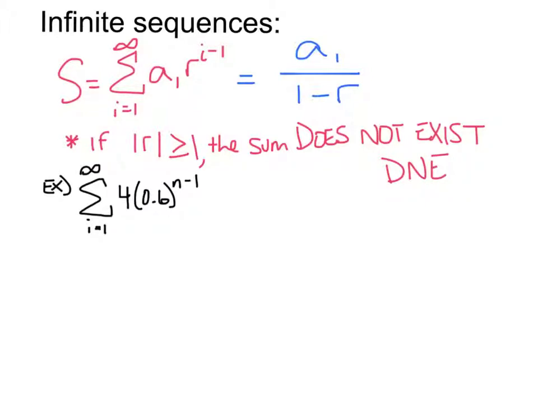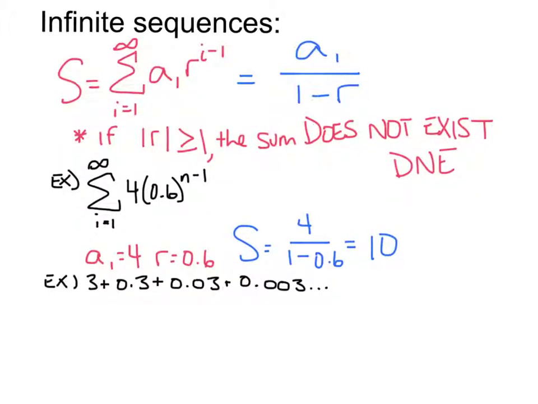All right, let's consider the infinite sum of 4 times 0.6 to the n minus 1. I know it's an infinite sum because it goes from 1 to infinity. Well, all I need to know is a sub 1, and what's a sub 1 in this case? 4. And what's the r? 0.6. So to find the sum, that is just a sub 1 divided by 1 minus 0.6. So if we added all the terms in the sequence from 1 to infinity, it would equal 10.